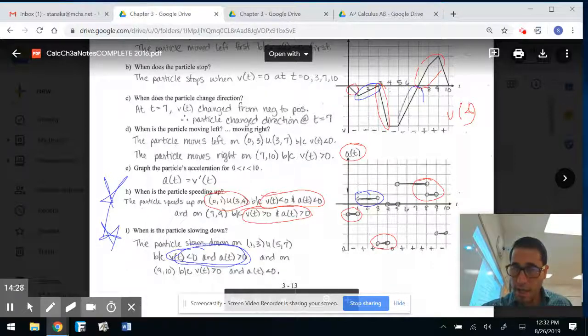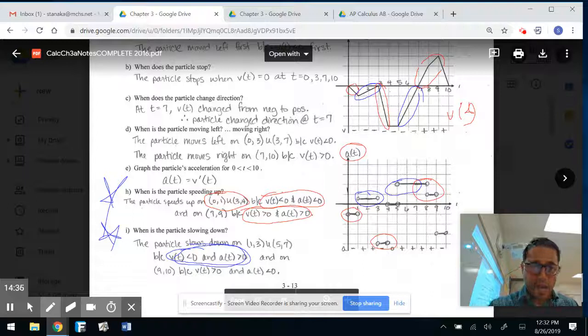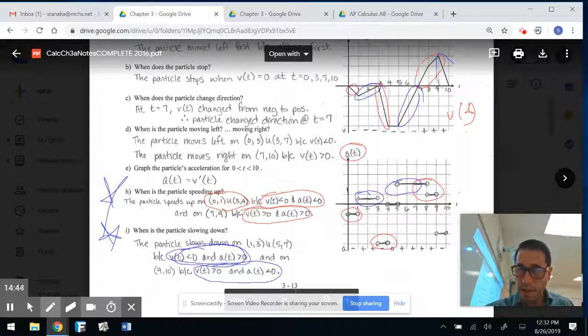And from 5 to 7, velocity is negative. Why? Because it's below. But from 5 to 7, acceleration is positive. Or I should say, when velocity is positive and acceleration is negative, which only happens one time. Look at that. Velocity is positive. Why? Because it's above. But acceleration is negative because it's below.